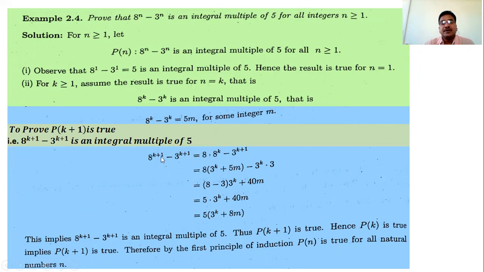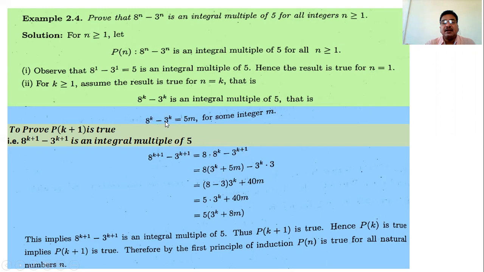Now write 8 raised to k plus 1 as 8 raised to 1 into 8 raised to k, because the base is the same, so we add the powers. 3 raised to k plus 1 as it is. Then in the next step again write 3 raised to k plus 1 as 3 raised to k into 3, that is 3 raised to 1. And then what do we have? 8 into 8 raised to k, and what is the value of 8 raised to k from this star, from this equation, from this induction hypothesis?